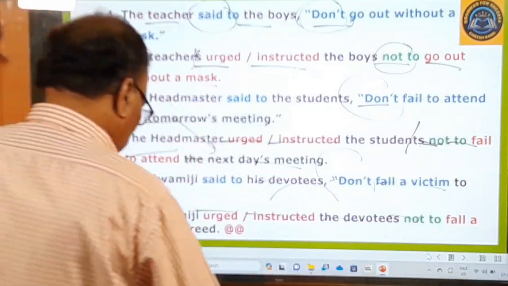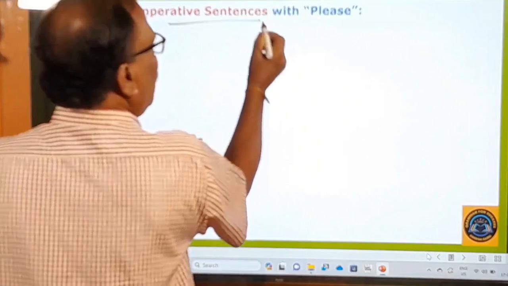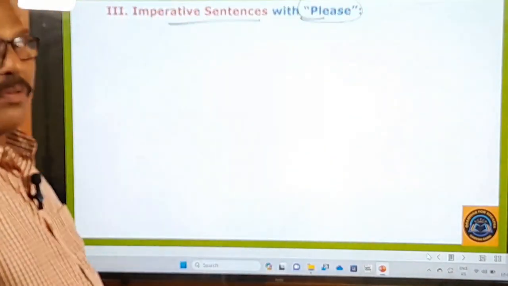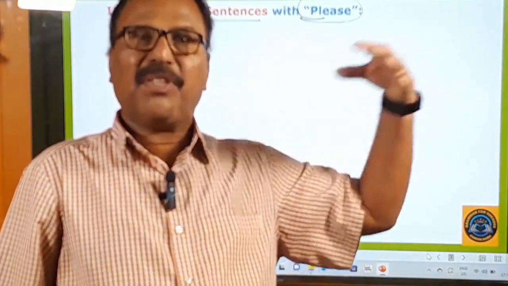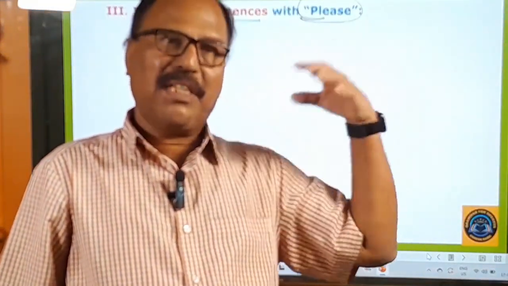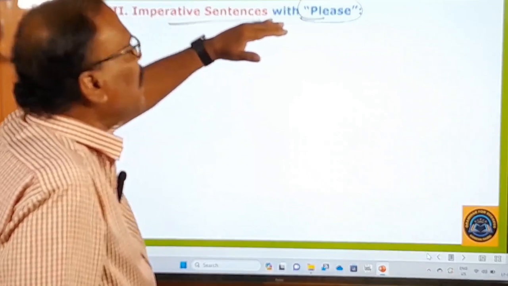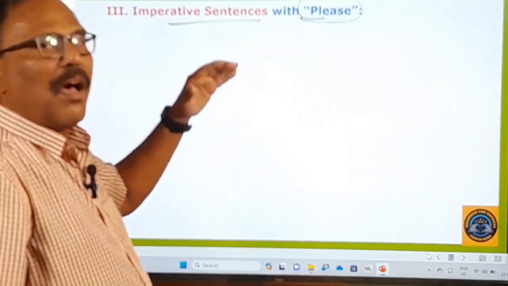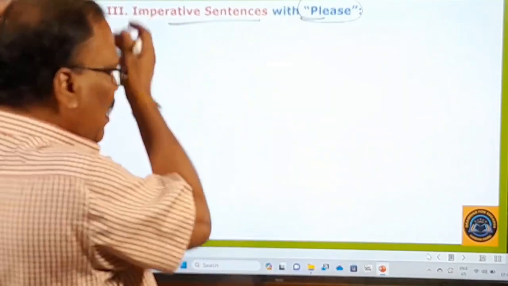Now let's move on to the next slide. Third rule is there: imperative sentences beginning with please. Imperative sentences begin with a base form verb, imperative sentences begin with don't, imperative sentences begin with please. This is the third important rule. How to change such imperative sentences beginning with please into indirect speech? Let us learn how to change them. What are its rules? All these things let us learn here.